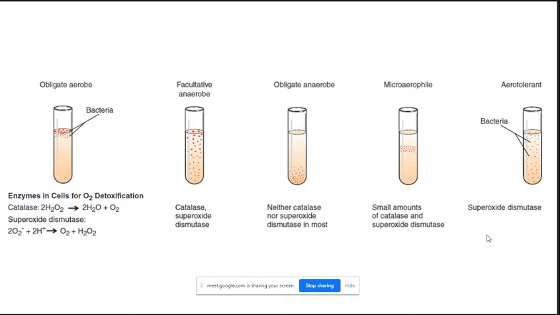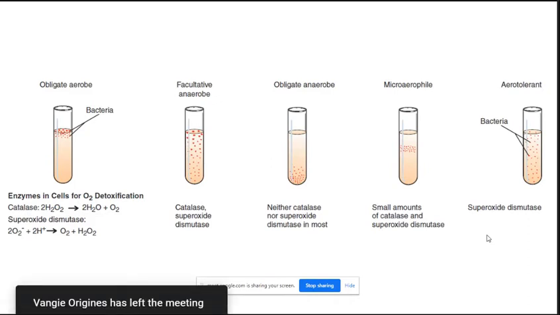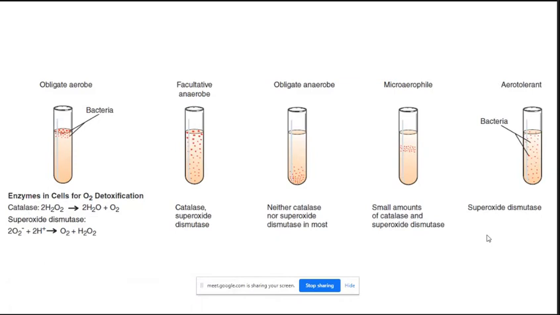Microaerophile for the next tube. Hello, ma'am. Good afternoon. Who is this? Ria Burigsay. Okay, Ria, go. Microaerophiles are in the middle because these bacteria still require a little oxygen for growth. Okay, so they can live in either; they are a middle group. That is why you see that they still have small amounts of catalase and superoxide dismutase.